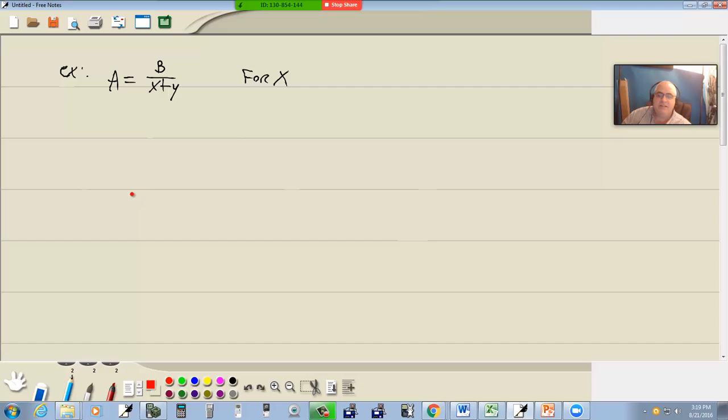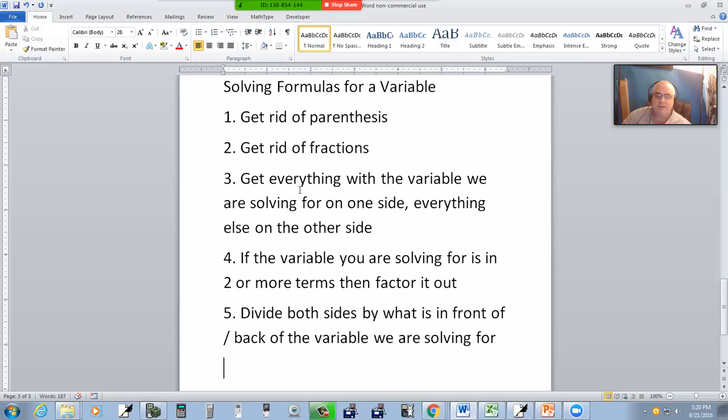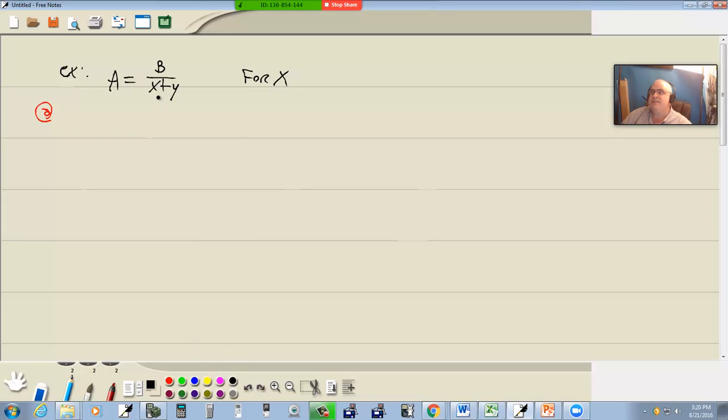First step, get rid of parentheses, don't have any. Second step, get rid of fractions. So we're going to multiply everything by the LCM of all our denominators. Now we only have one denominator, so that is our LCM. So we're going to take A times x plus y, and we'll take x plus y times the fraction B over x plus y. A times x is ax, a times y is ay. Over on this side, the x plus y's cancel, and we end up with b.